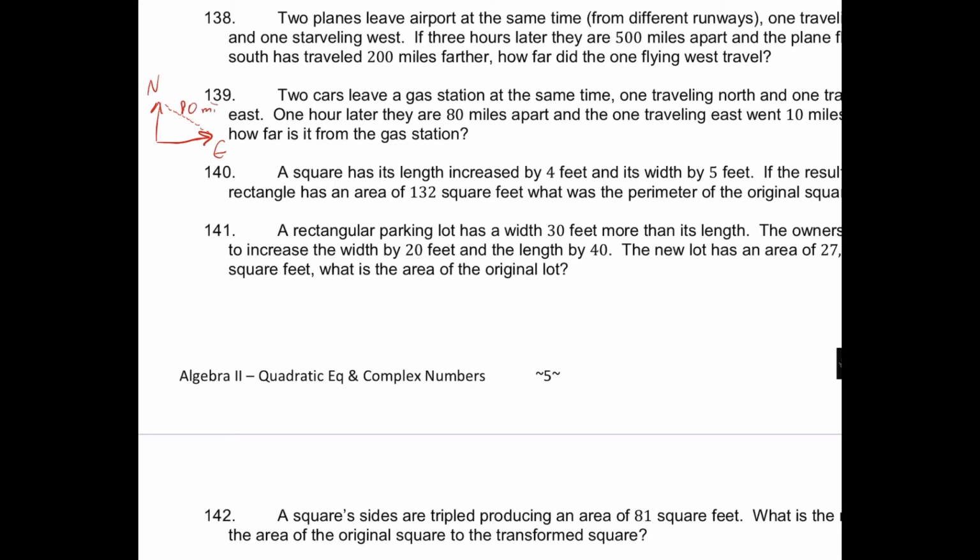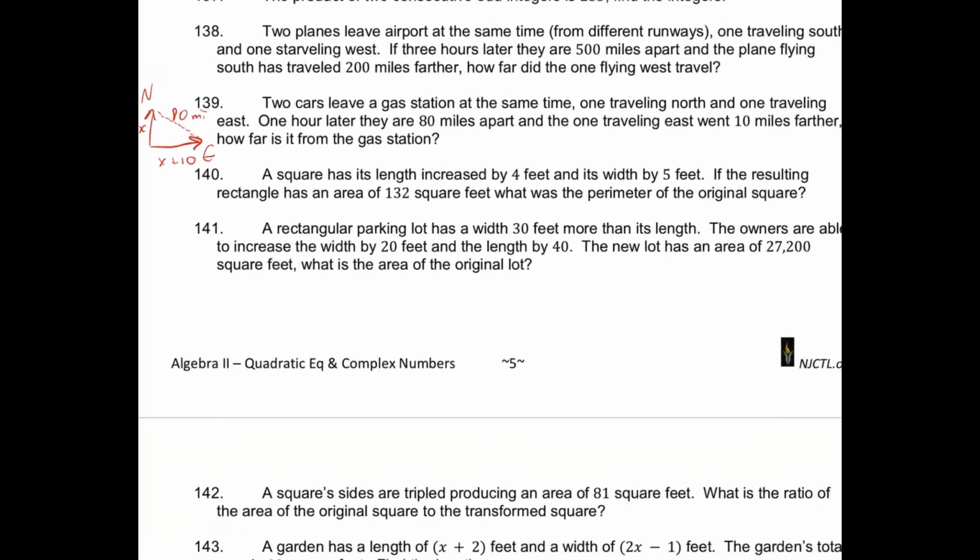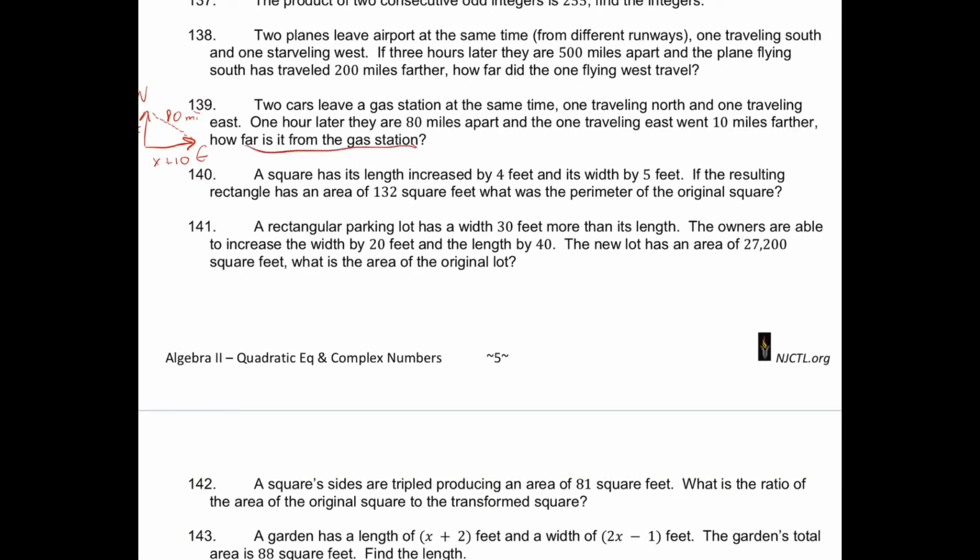And the one traveling east went 10 miles further than the one traveling north. So if the one traveling north goes a distance of x, the one going east goes a distance of x plus 10. They want to know how far it is from the gas station for this east car.